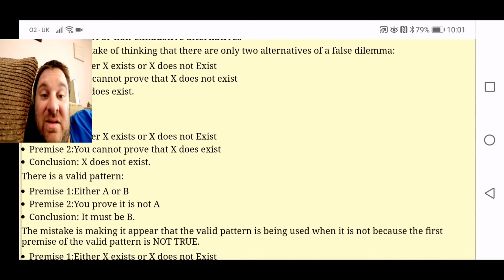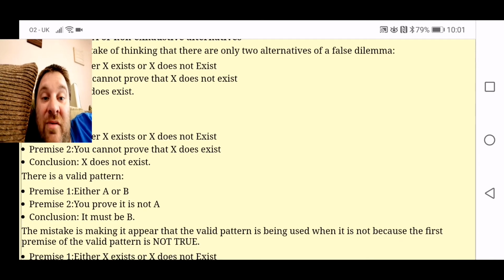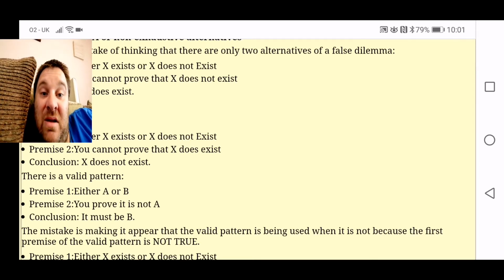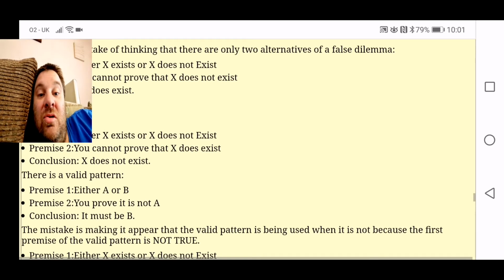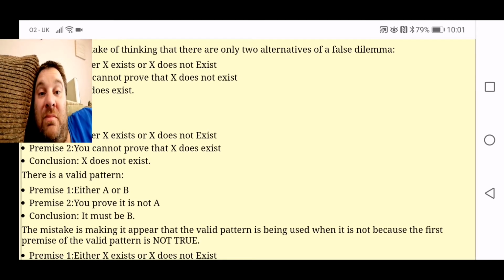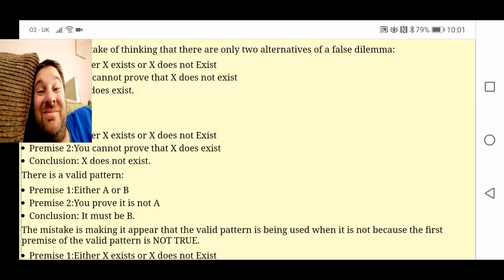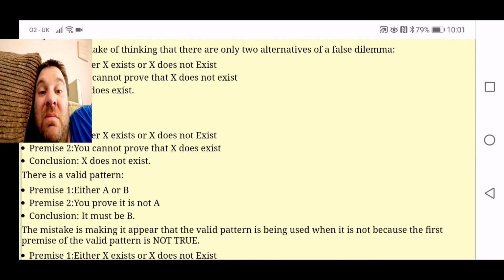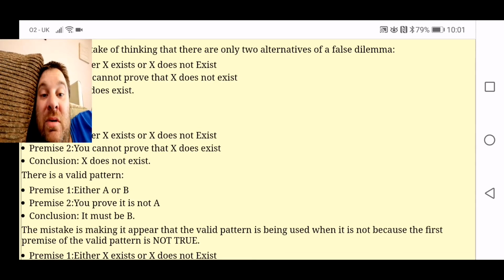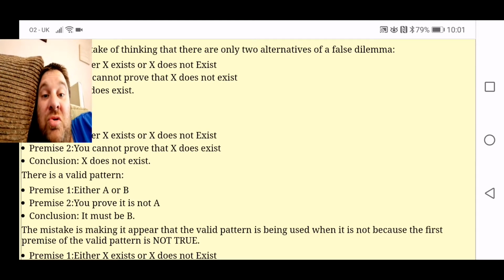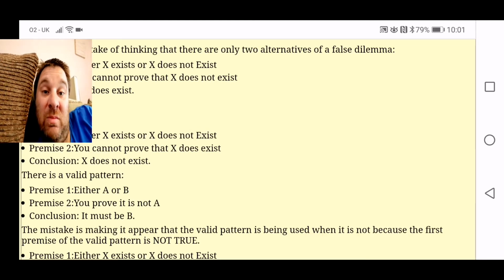There is a valid pattern. Premise 1: either A or B. Premise 2: you prove it is not A. Conclusion: it must be B. So the major premise would be it's either a globe or the loaded term flat earth, or level plane, whatever you want to call it. But then premise 2 would be you prove it's not a globe. We've proved it's not a globe. So the conclusion must be it's a level plane.